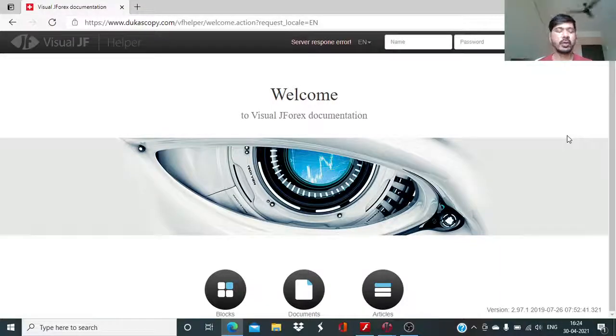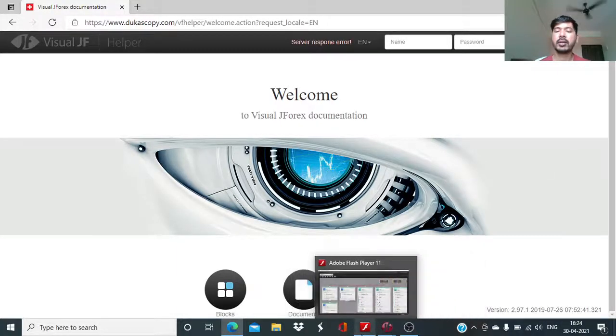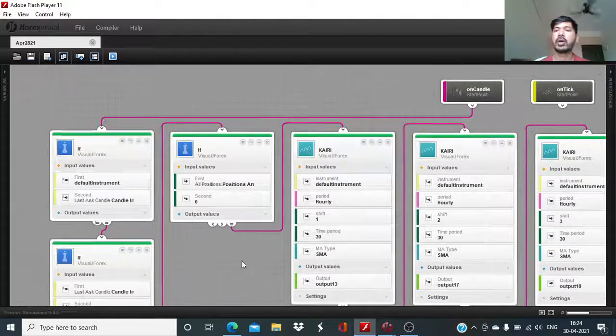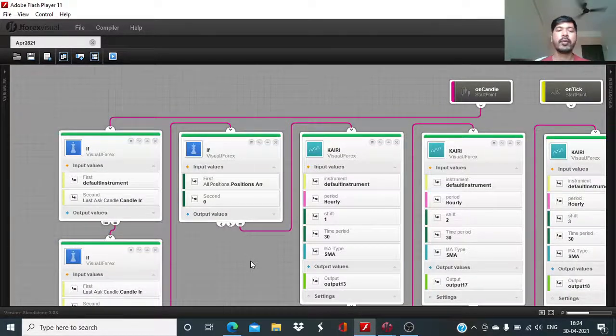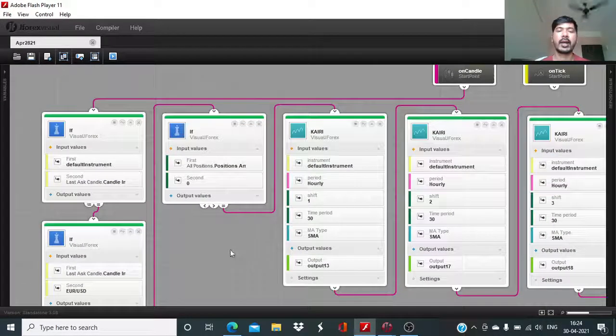In today's session of Visual JForex, we will be trying to complete the algorithm using the indicator Kairi Relative Index. This is the old Japanese indicator which we are using to guide us while determining the trade direction, whether to go for the buy trade or the sell trade. Using this indicator, we will be looking for the opportunities. So let us now go back to the Visual JForex board, which has been developed by the Dukascopy Bank SA.